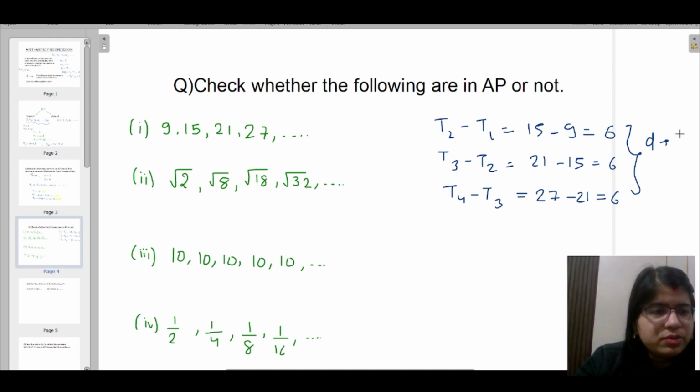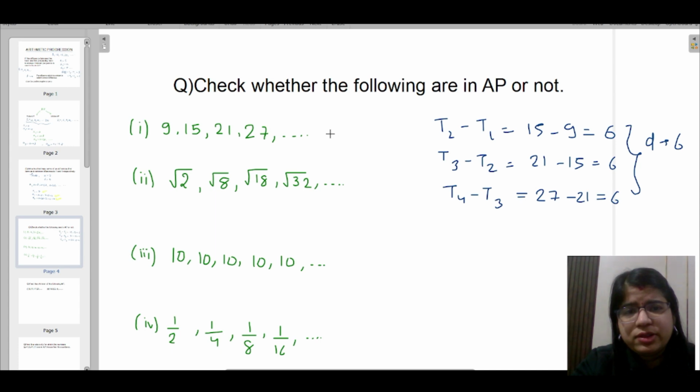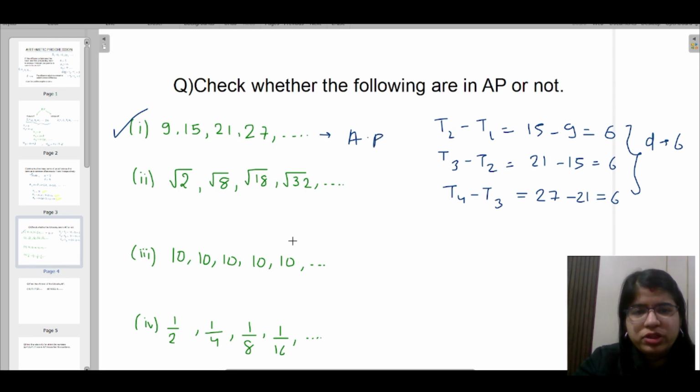D is fixed. It's always 6. So we can say this is in the form of AP. Okay, so this is in the form of AP. Now see the second question.